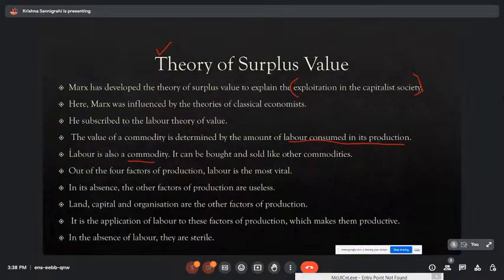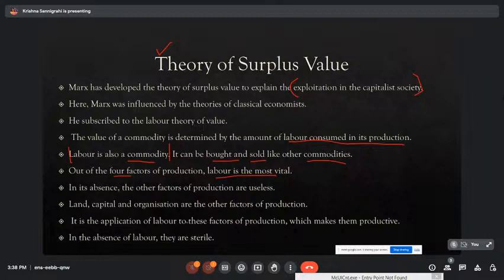So, usually we don't consider labor as a commodity, but we have to understand that labor is also a commodity. It can be bought and sold like other commodities, because we are buying a person by paying him. So, he is also a kind of commodity. So, out of the 4 factors of production, labor is the most vital. Out of the 4 factors of production, which is the most important? It is labor.